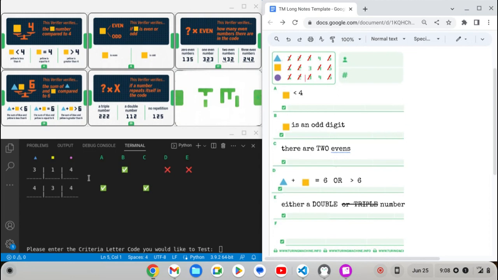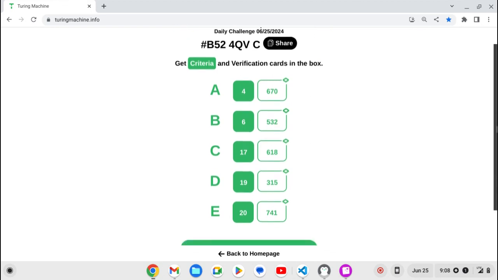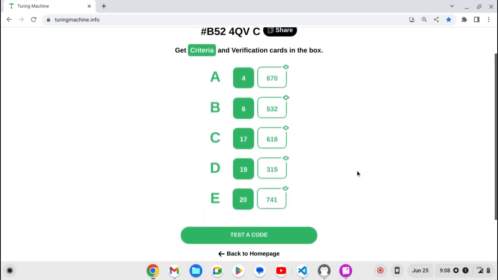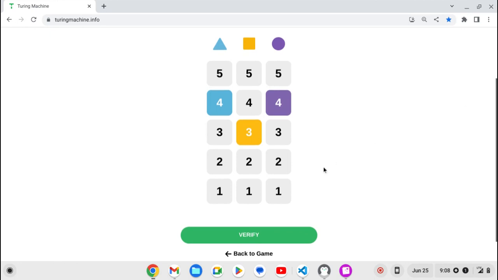So I guess we technically still did all of the 5 criteria cards, so it wasn't as efficient as I thought it would be, but I feel confident that the answer is 434. Okay, so let's go ahead and go to turingmachine.info and verify. Let's go ahead and test a code of 434. And let's verify. Okay, fantastic.